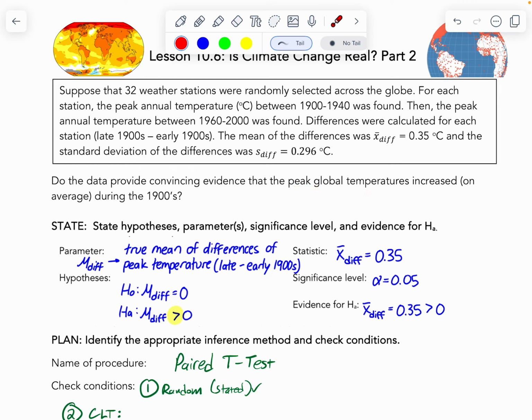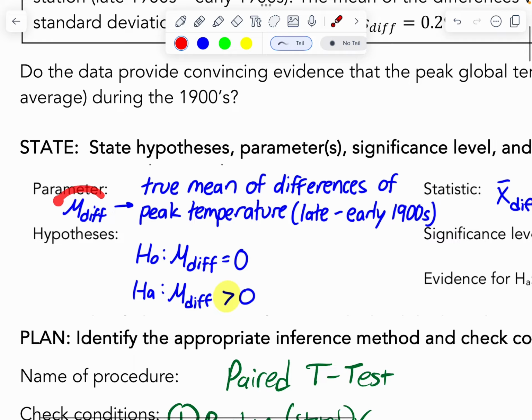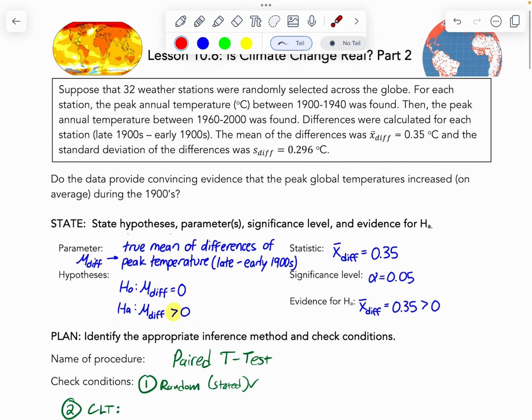So the parameter is, again, just like yesterday, mu difference. It is the true mean difference. Make sure you include that word. It's the differences of the temperatures. And we did late minus early.